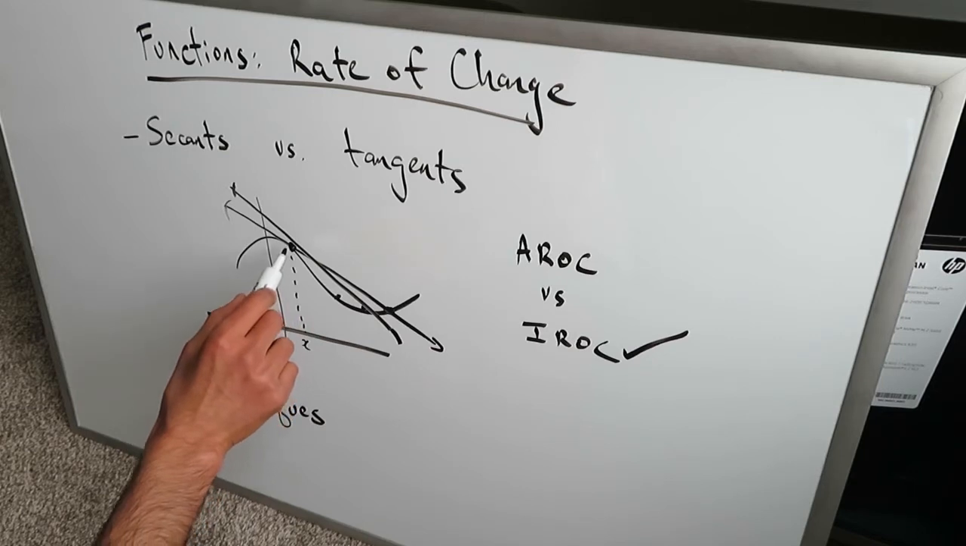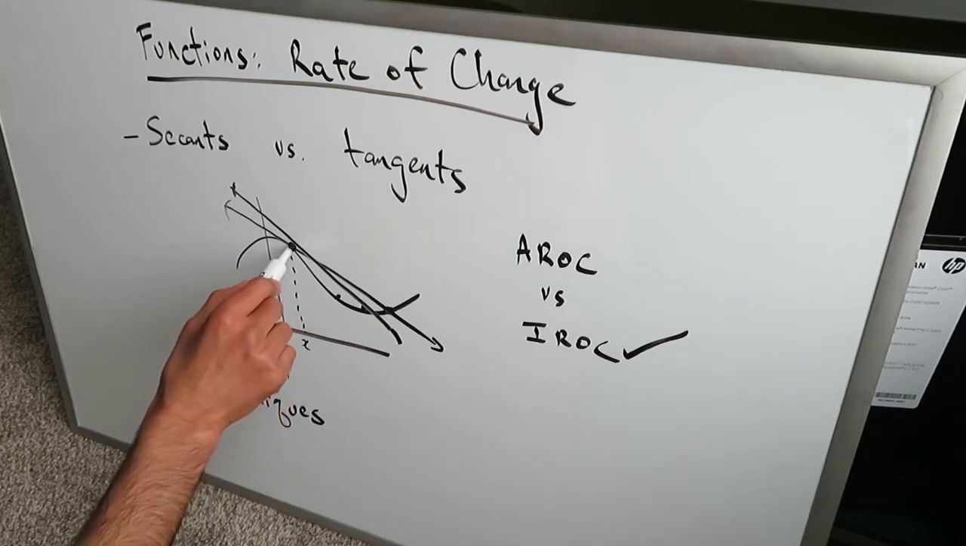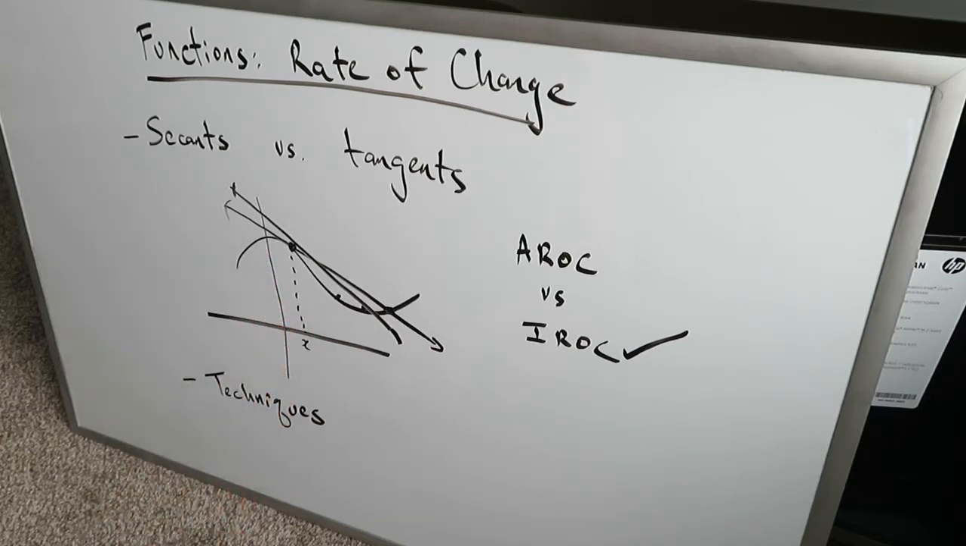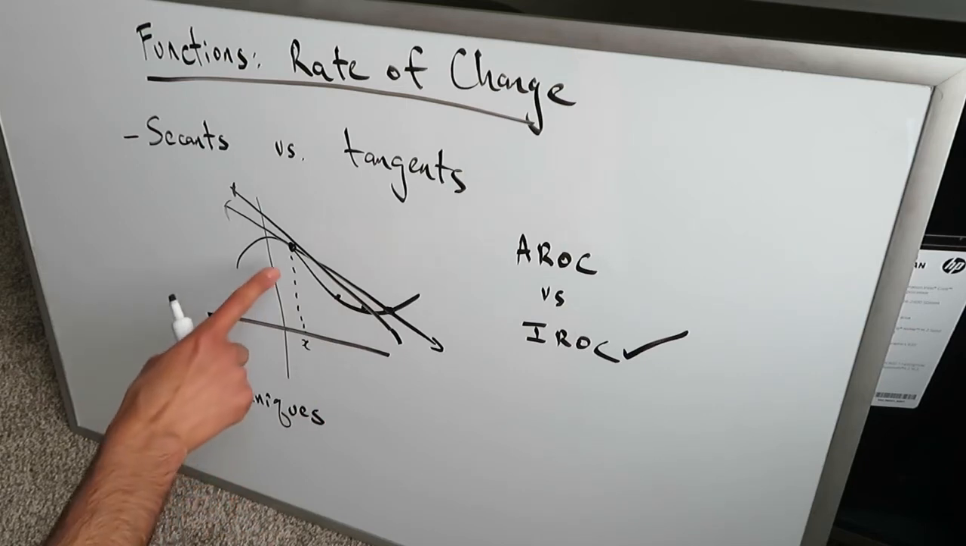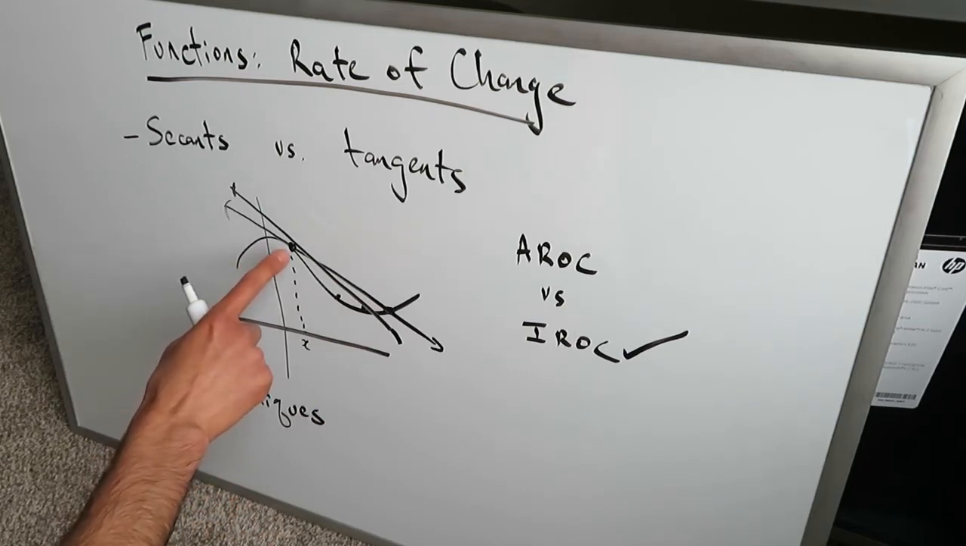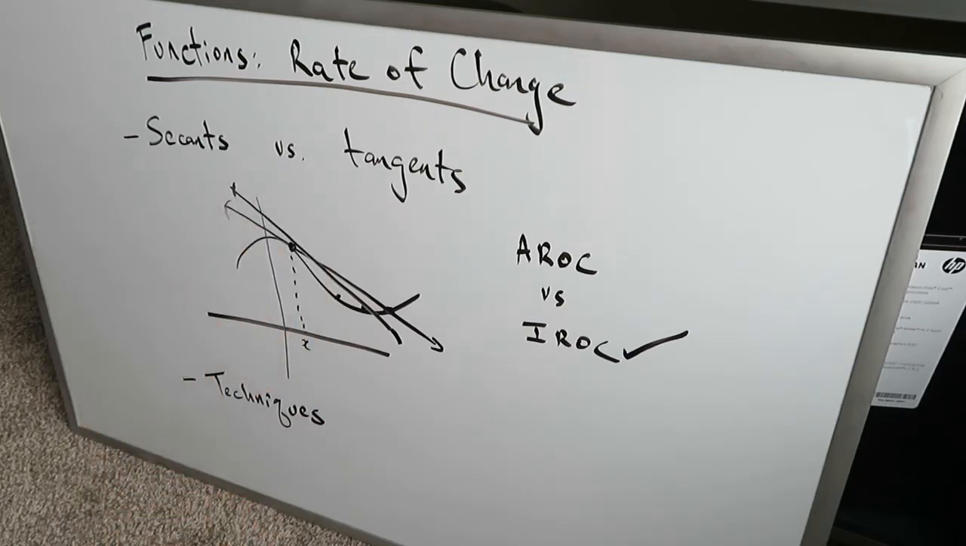But that's the benefit of the tangent line. A tangent line would be a specific line going through this point, which is why it would give you your instantaneous rate of change. And the goal is always to use, by some manner of technique, the tangent line so that you can determine the rate of change at that specific point in time.